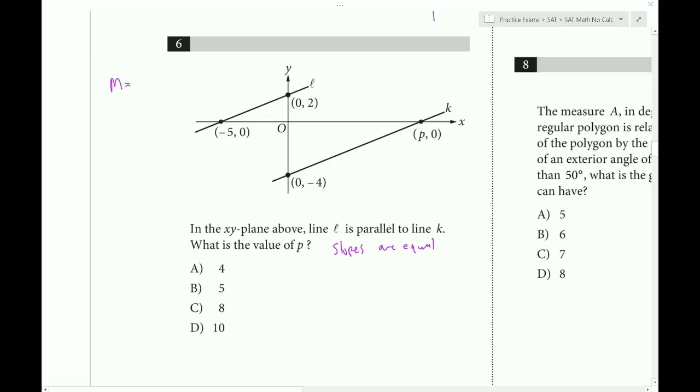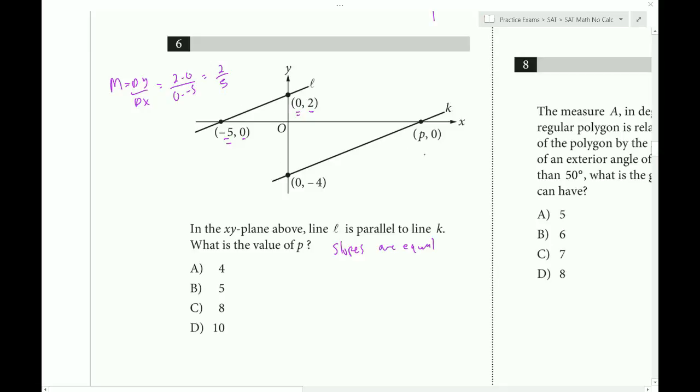And our slope formula is change in y over change in x. So we would do 2 minus 0 over 0 minus negative 5. 2 minus 0 is 2. 0 minus negative would become a plus 5. So that's our slope for the first line.